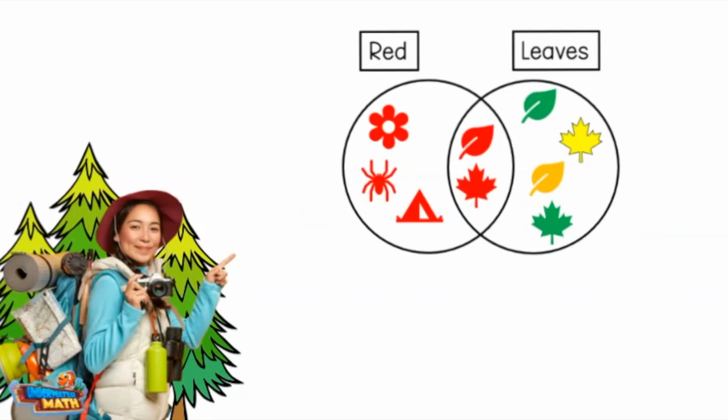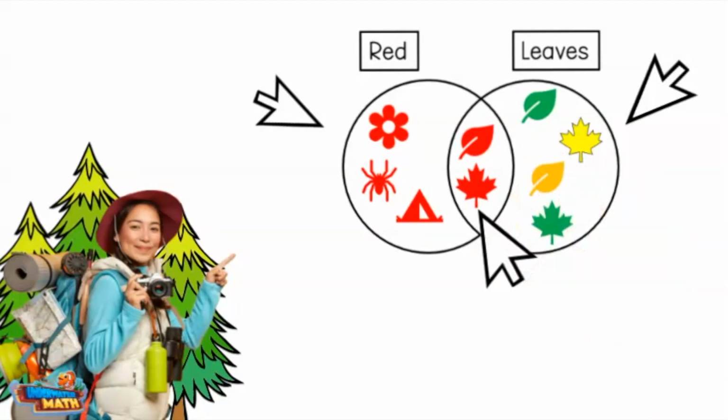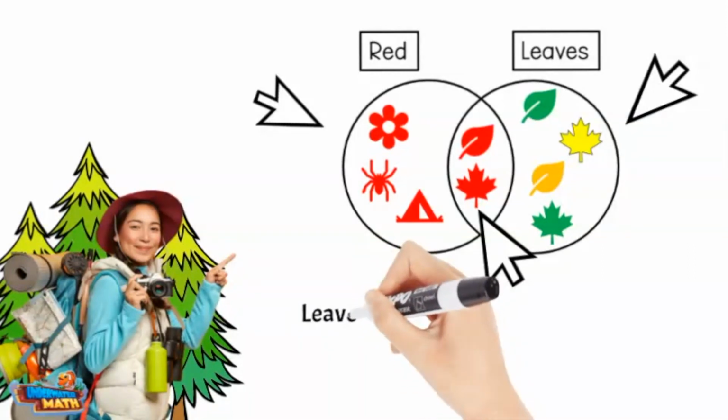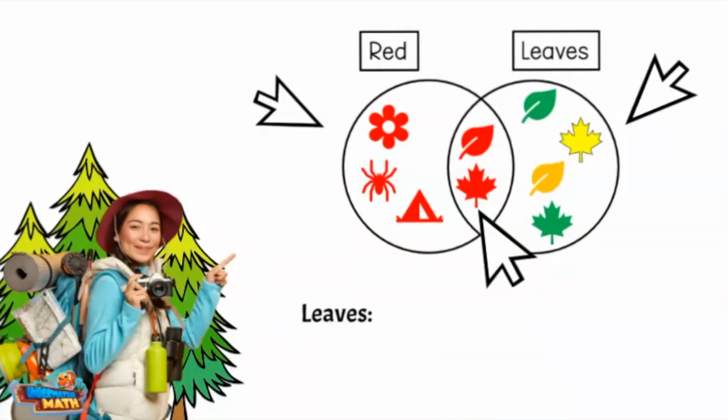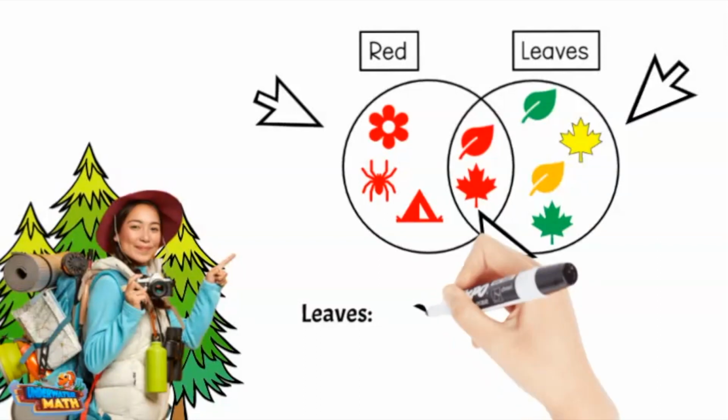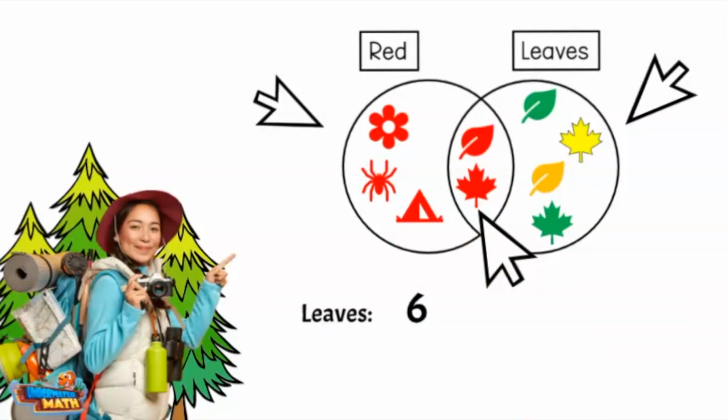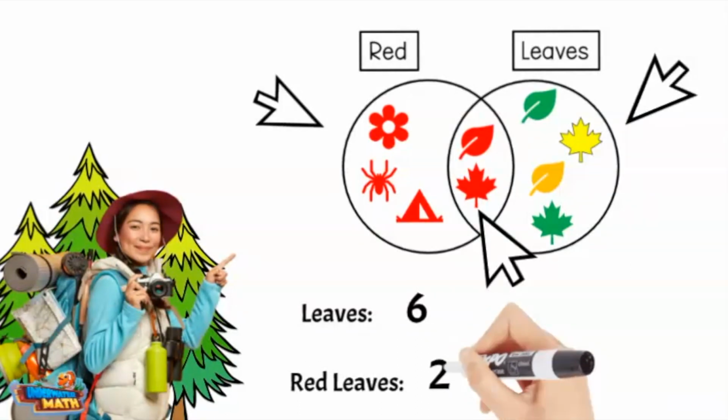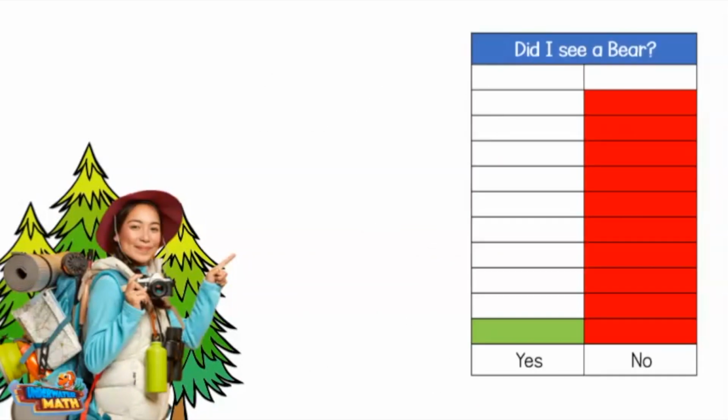I also created a Venn diagram comparing the red objects and leaves I found in nature. This circle represents the red objects and this circle represents the leaves I found. If the leaves I found were red, they are placed in the middle because they are both red and a leaf. I need to find the number of leaves I found. To do this, I count all the leaves pictured. There are 6. Now I need to find the number of red leaves. The pictures I count this time need to be a leaf and red. There are 2.